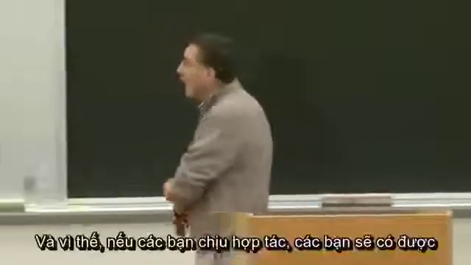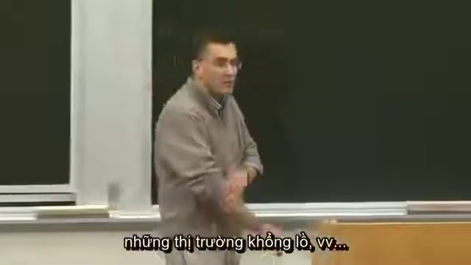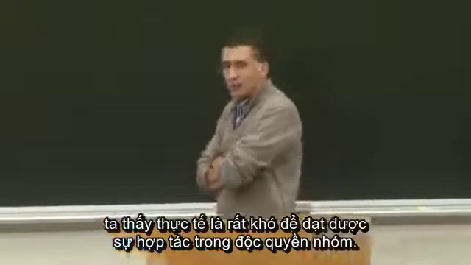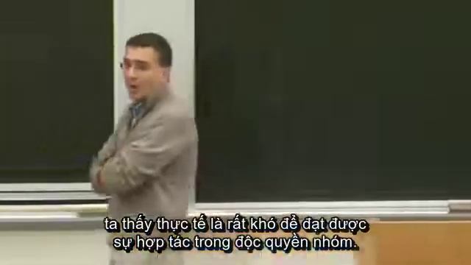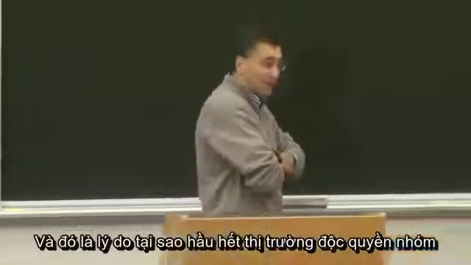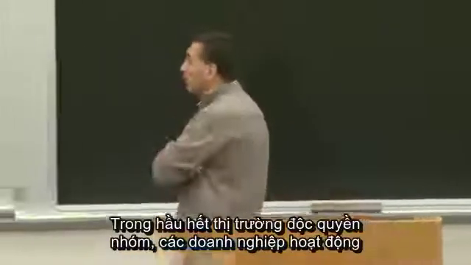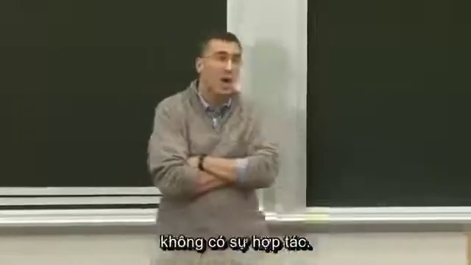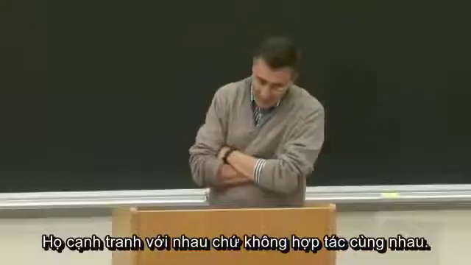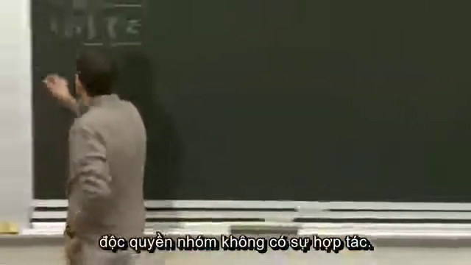If you cooperate, you can get all the wonderful things monopolies get: huge market power, huge profits, et cetera. But as we'll talk about next time, it turns out to be pretty hard to sustain a cooperative oligopoly. There are lots of reasons why it might fall apart. That's why in most oligopolistic markets, firms behave non-cooperatively. They're competing with each other, not cooperating. And that's what we're going to spend today analyzing: the case of non-cooperative oligopolies.